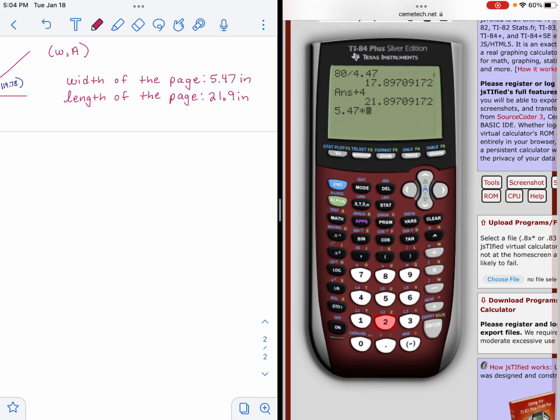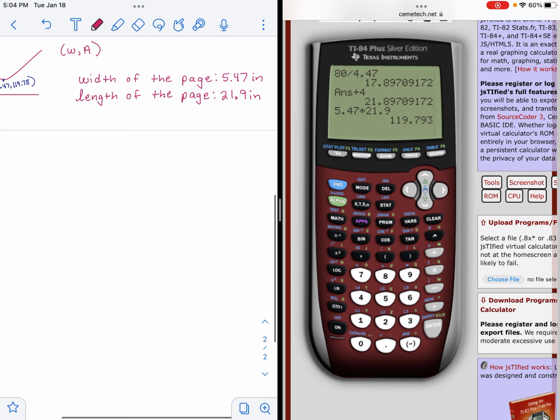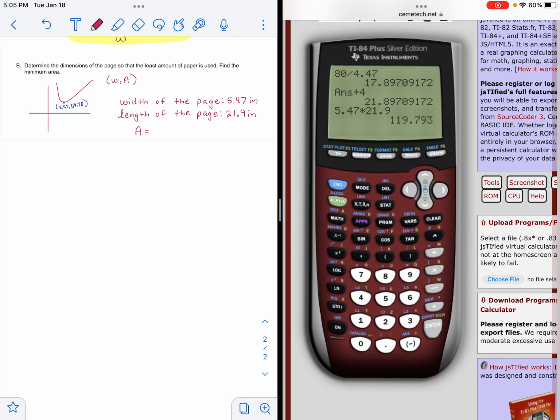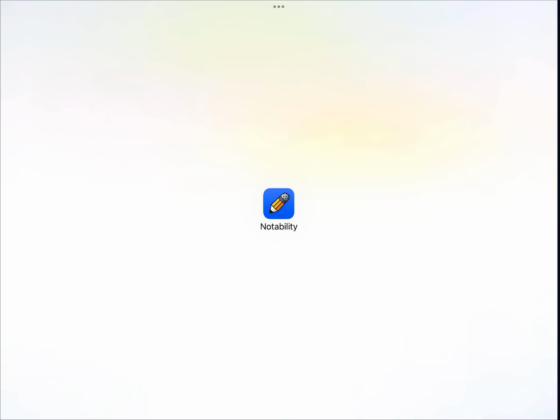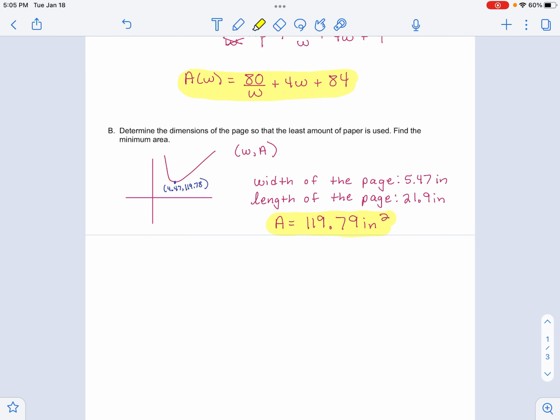To find the minimum area, I'm going to multiply 5.47 times 21.9, and I get my 119.78. Notice that this is the same as the point we found earlier. 7.9 and 7.8 are close. The reason the answer is the same as what we calculated just had to do with rounding.